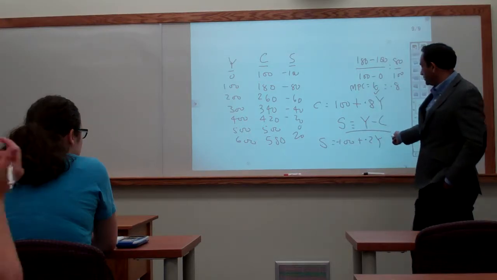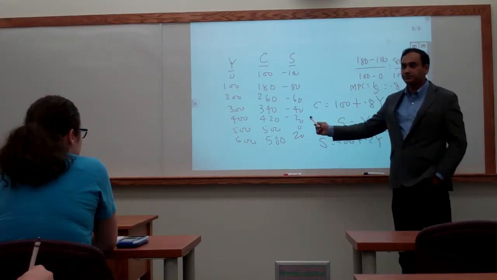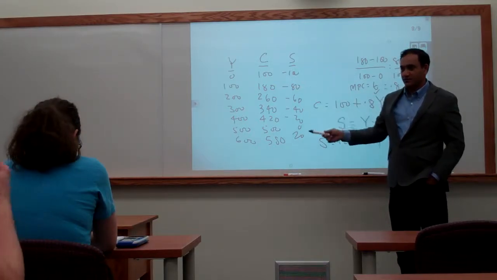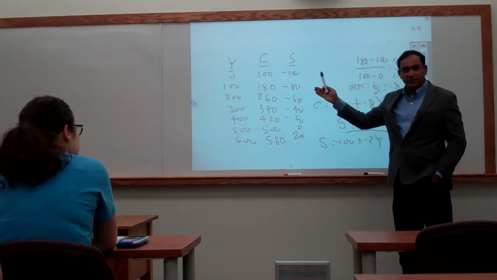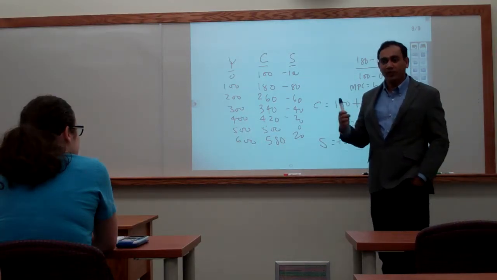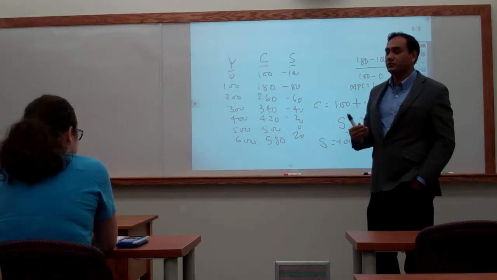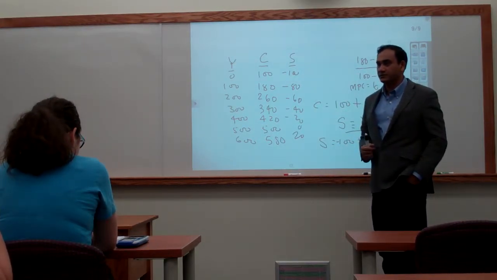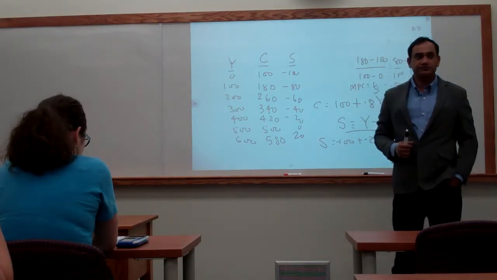So you are able to write down the savings function now, isn't it? Even if I don't give you the equation, if I just give you income and consumption, or income and savings for that matter, you should be able to play with the numbers and write down the consumption function as well as the saving function, isn't it?